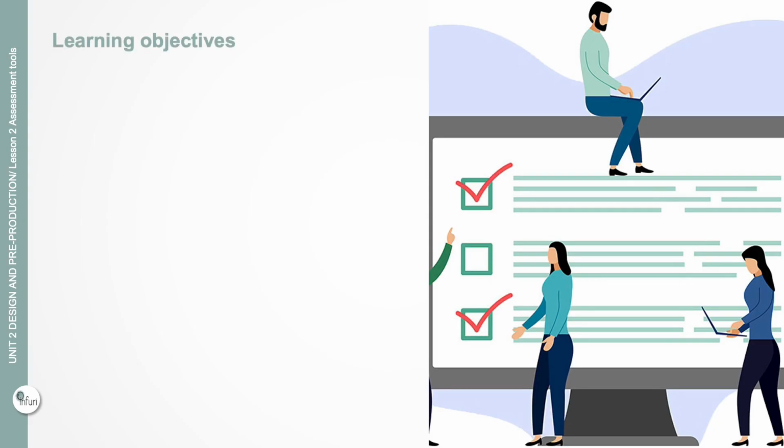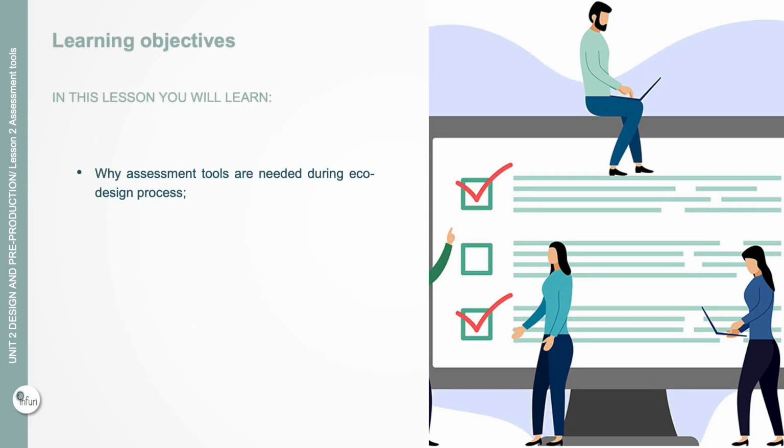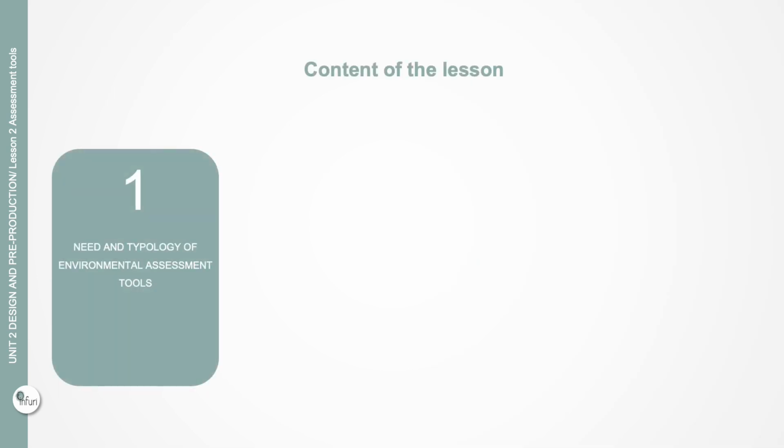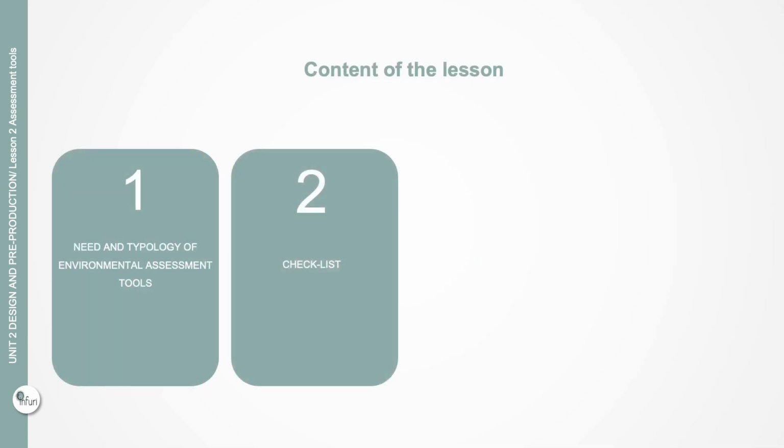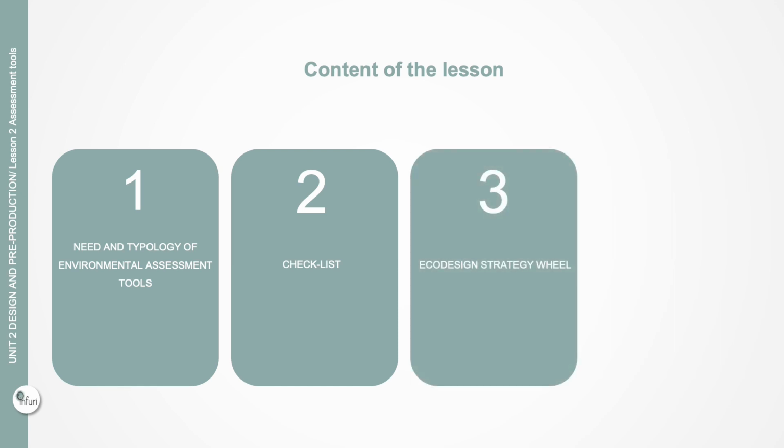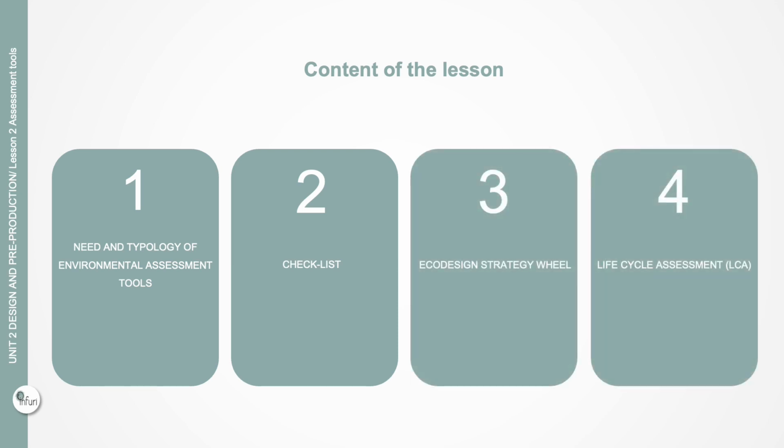Learning Objectives. In this lesson the need of using environmental assessment tools during the process of eco-design will be explained, and from the recommended ones, their aim and in which steps of the eco-design process they can be useful. For the simplest ones, some practical instructions for their design and use will also be explained. The recommended methodologies, from less to more complexity, are checklist, eco-design strategy wheel and life cycle assessment.